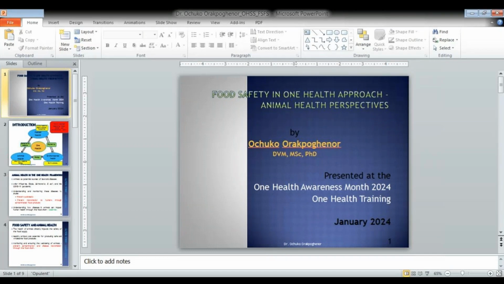Whenever we are looking at animal health perspective, we have to emphasize the roles of veterinarians. Veterinarians are specialists who play a key role in the health and welfare of animals, and they are at the forefront of preventing and controlling disease in animals. Once they are able to control and prevent disease in animals, it will safeguard human health. So there's a need for collaboration, even though animals are involved.